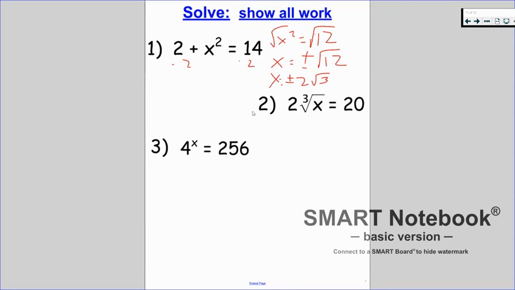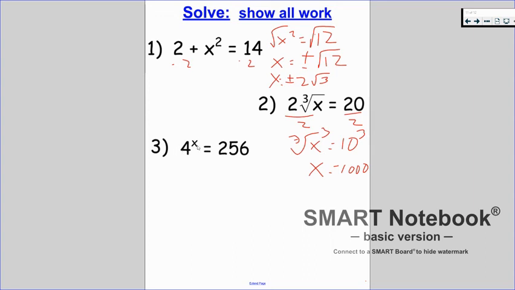Number 2, the first step here is dividing by 2. So I get the cube root of x equals 10, and then I cube both sides. So I get x equals 1,000. So if I have a power, I know how to undo that. If I have a root, I know how to undo that.